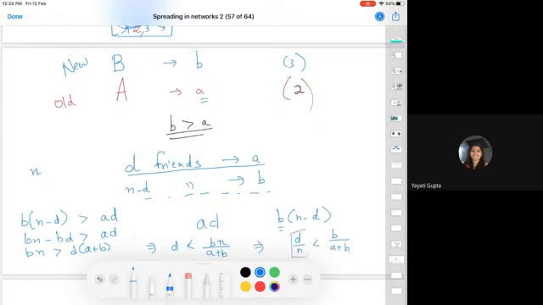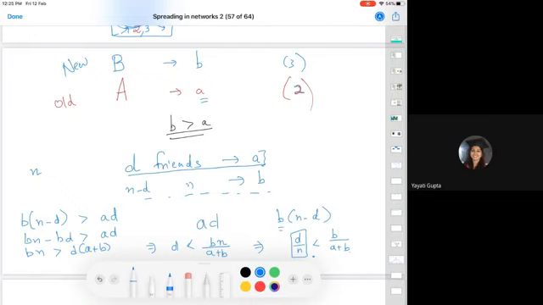So what is D by N? D by N is the fraction of his friends who have adopted the technology A. So who are still sticking with the old technology. So he will shift with this new technology B if the fraction of his friends who are sticking with A is less than B divided by A plus B.